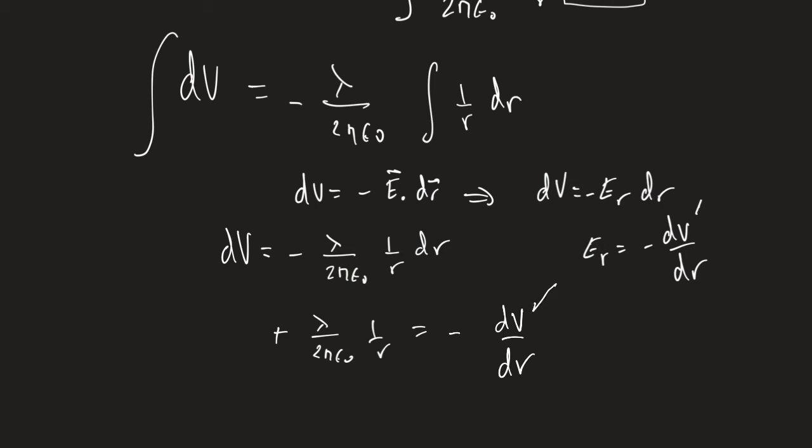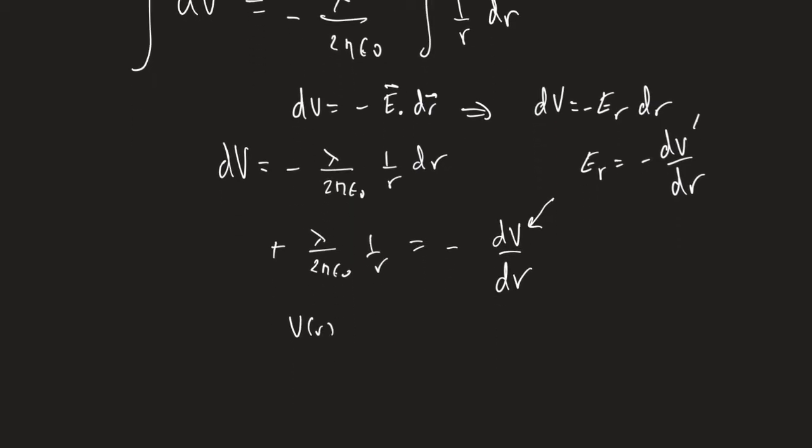So I will think, what is the function V of r that, when I make the derivative, I will get this? The function has lambda divided by 2 pi epsilon 0. So I need to make the derivative, and to find this, I need to put log of r, because the log of r, when I make the derivative, I will have this.